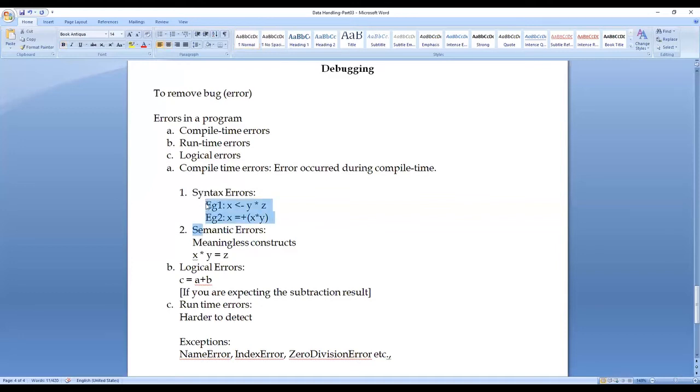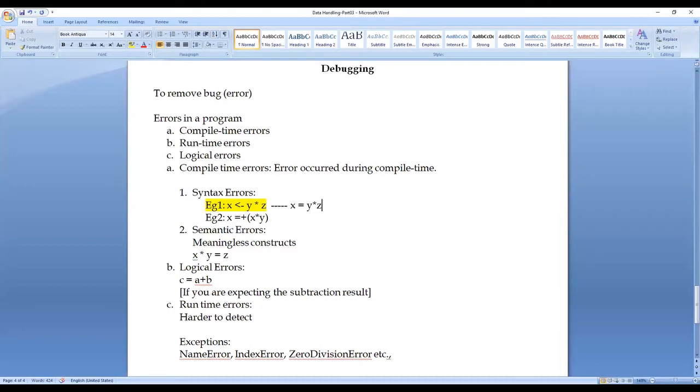These are 2 examples which we come across. You do have many examples here. The first example, let me highlight the syntax example. In compile time error, you do have syntax as well as semantic error. With respect to syntax error here, actually the correct statement for this one will be x equal to y into z. This would be the correct statement.